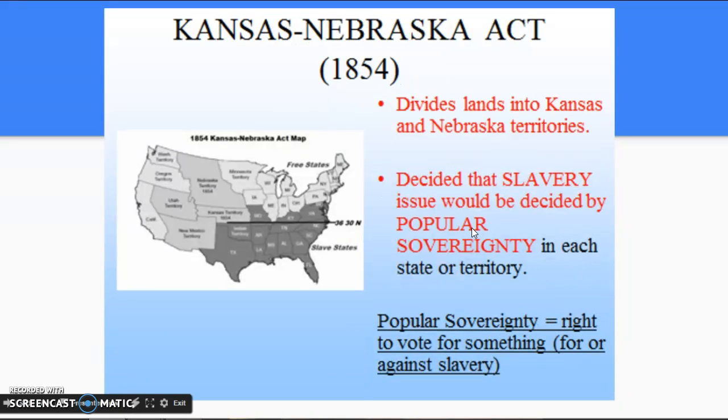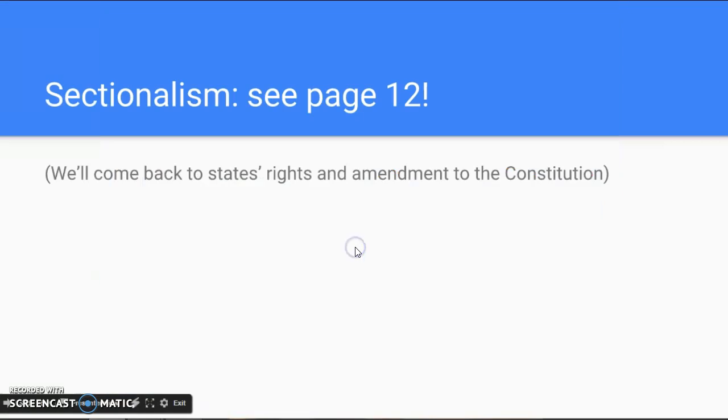And another law that was passed in 1854 was called the Kansas-Nebraska Act, and this separated these territories here and again determined that slavery would be an issue that was decided by popular sovereignty in each state or territory. Again, popular sovereignty means the people have the choice, or the people have the power through voting. And in this case, they're talking about either voting for or against slavery.